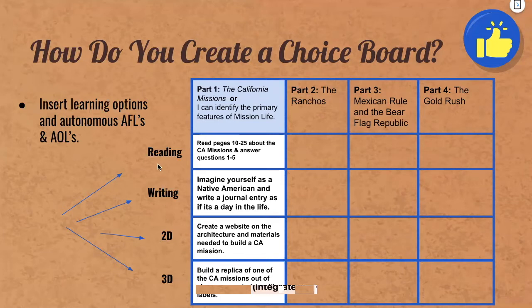using that. So I might say, okay, reading, I want you to read pages 10 to 25 in the book. It's okay to have that traditional style of instruction or facilitation of work. Then with writing, maybe the English teacher's doing personal narratives. So I'll have them write a personal narrative as if they are Native American, a day in the life.